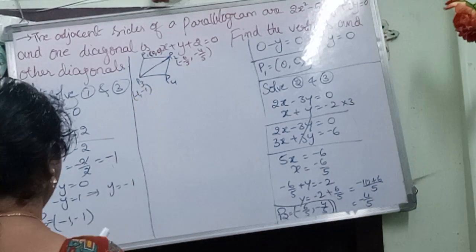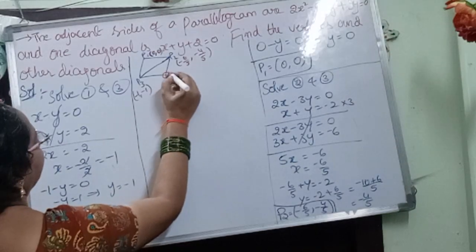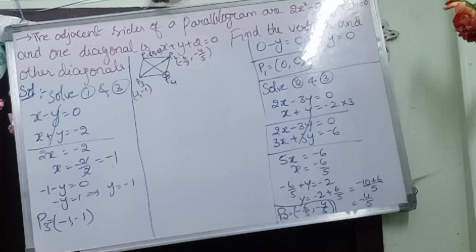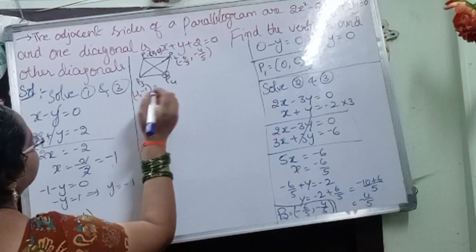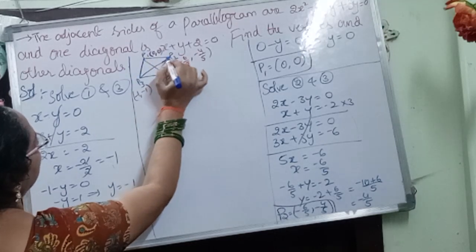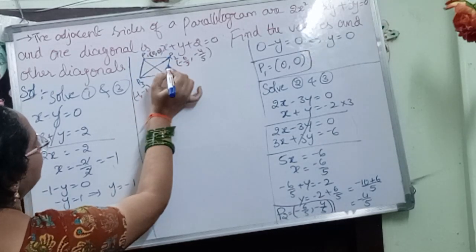Now what do we have to find? This vertex and this diagonal. Those two we have to find, which are in red within the diagram. Those are what we still have to find. How to find? If you observe, this line is in a parallelogram. Opposite lines are parallel, right?